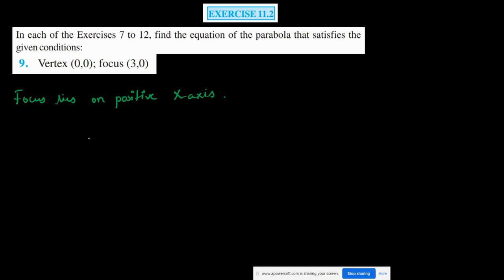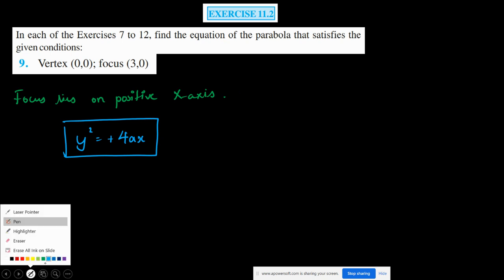Now, since it lies on the positive side of the x-axis, which is going to be the equation? Since it lies on the x-axis, it should be y square is equal to 4ax. Since it lies on the positive side, it should be y square is equal to plus 4ax. This should be the equation of the parabola. However, the vertex is taken as 0 comma 0. Next, what is given? Focus is given.